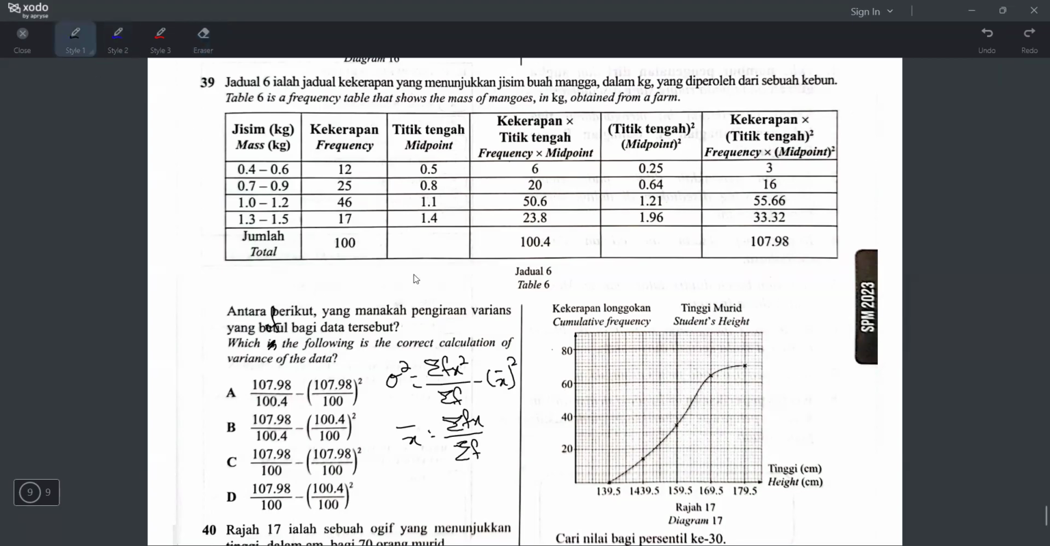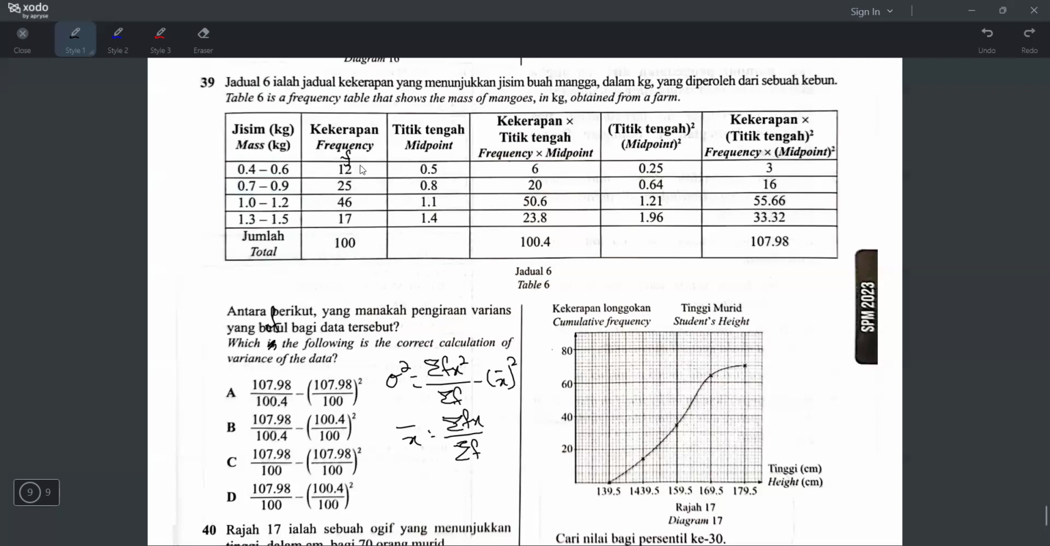And also, is it a group data or ungrouped data? Cuba tengok ni, dia ada selang kelas, right? This one we call class interval, ataupun dalam bahasa Melayu selang kelas. So kalau dia ada selang kelas means dia data terkumpul. Dia adalah group data. So group data means later we have to use midpoint for the x. Okay, so this will be the frequency.